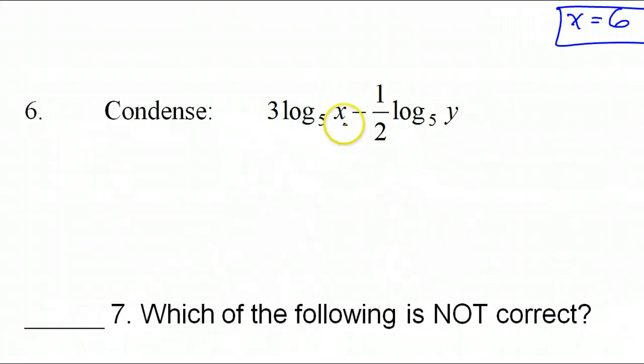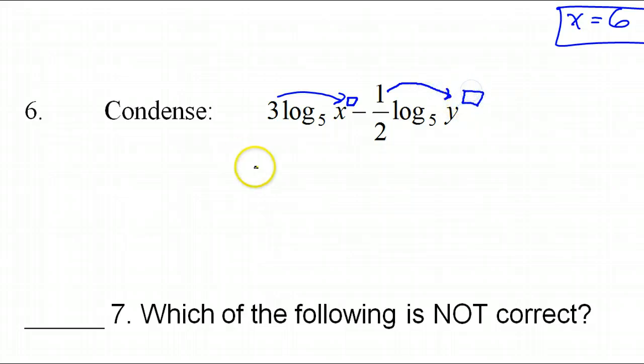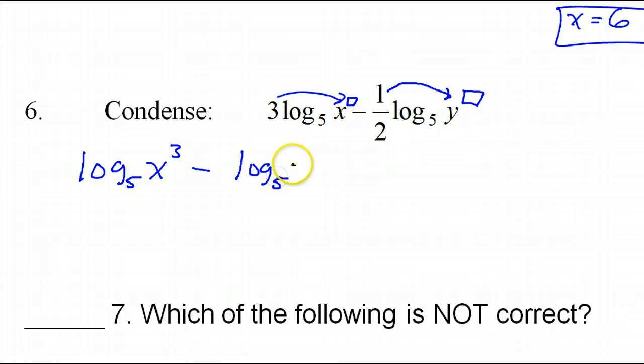Alright, condensing. So in the end we will have one log instead of two. Part of condensing is taking these coefficients and putting them up as powers. Okay, that includes this 1/2. So on that first step then I will have log base 5 of x to the third power minus log base 5 of y to the 1/2 power.